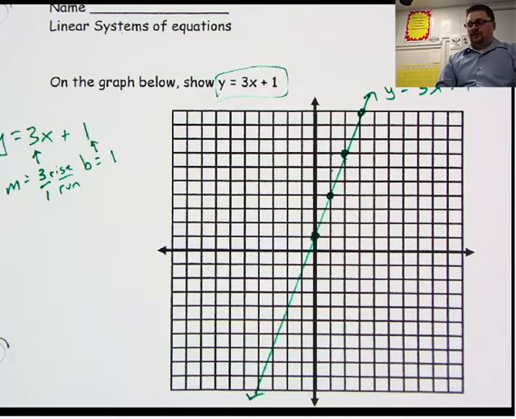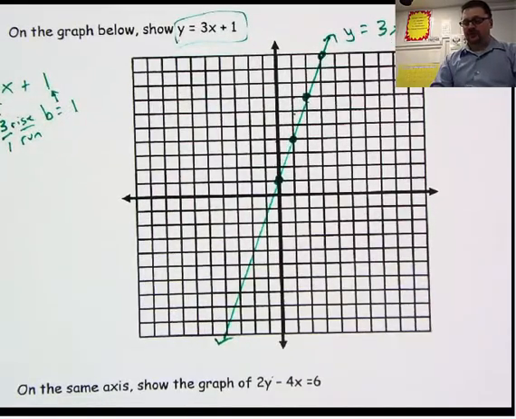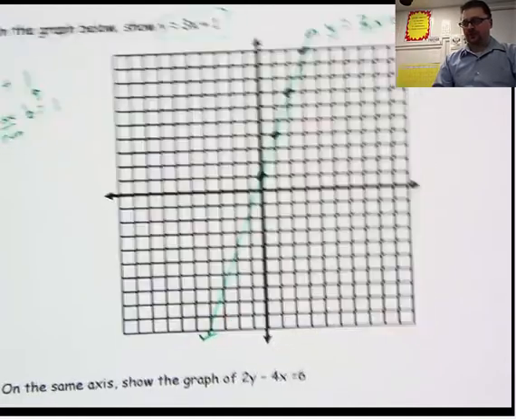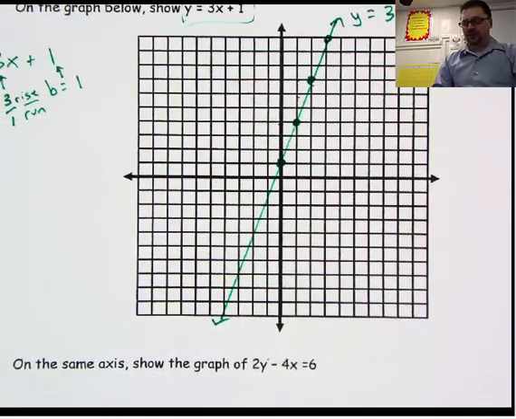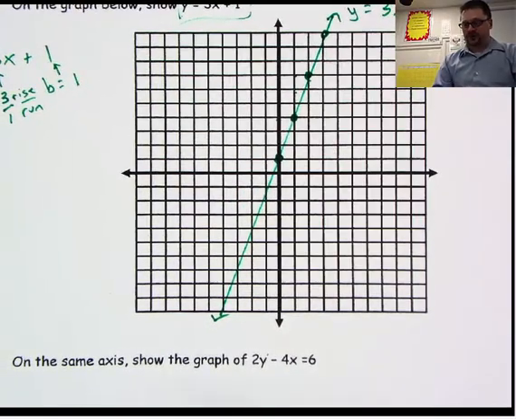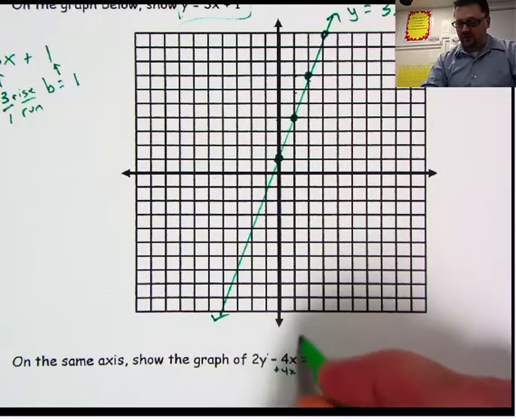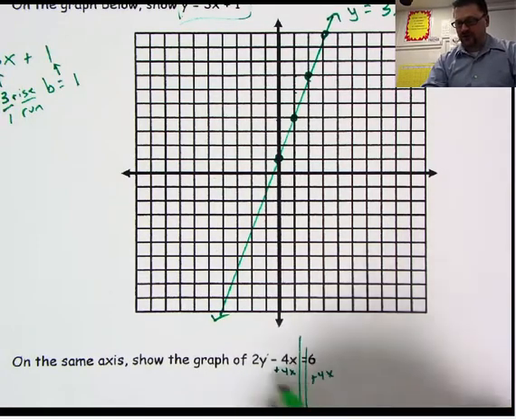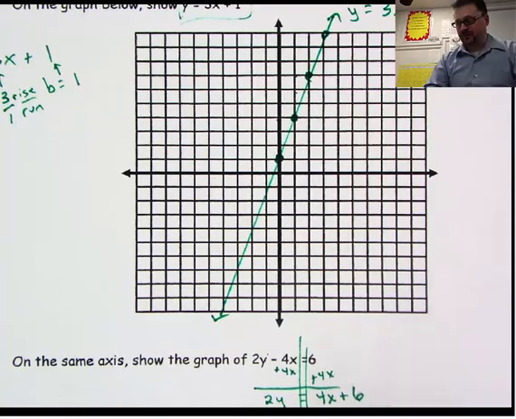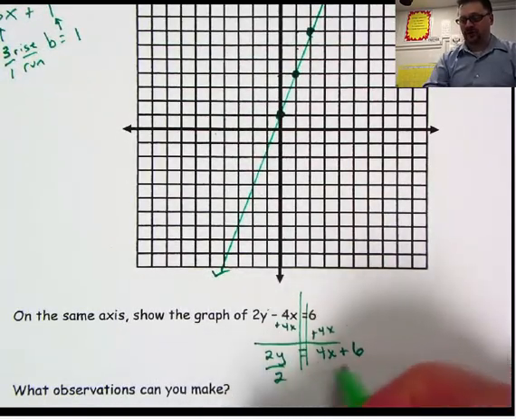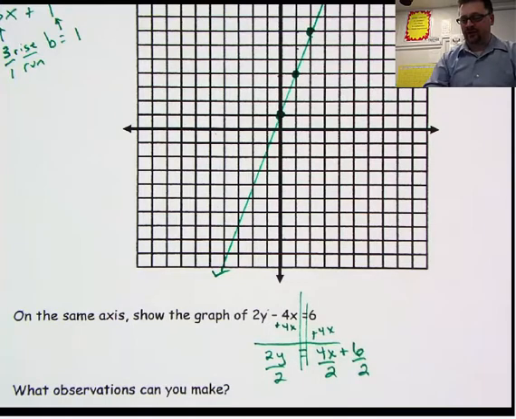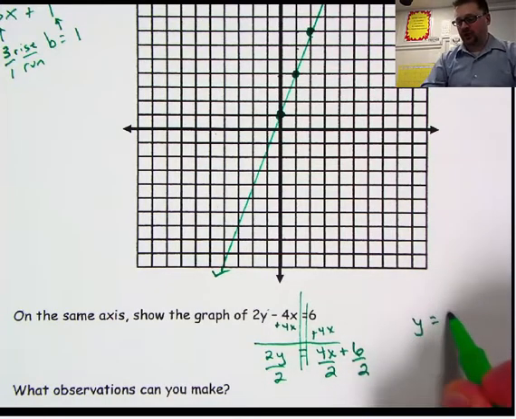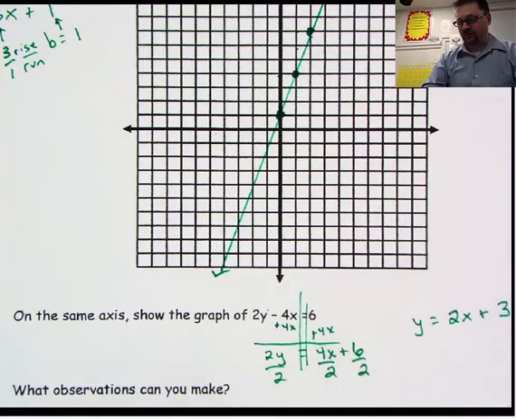So now I move down to the next question. On the same axes, show the graph of 2y minus 4x equals 6. First, notice that that is not in y equals mx plus b form. So my first step has to be to add 4x to both sides of the equation so that I can start getting y alone. So I have 2y equals 4x plus 6. I don't want 2y, so I'm going to divide by 2. And I divide everything by 2. And that gives us y equals 2x plus 3.